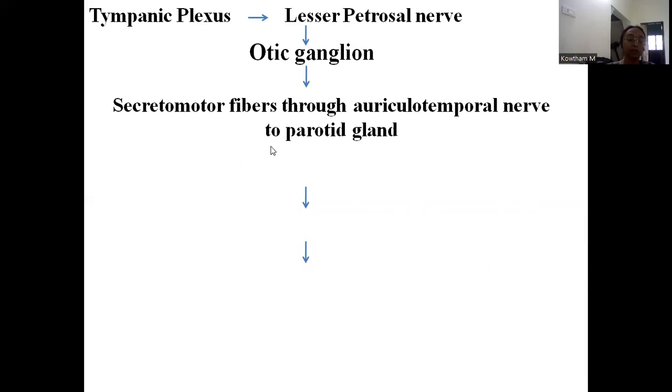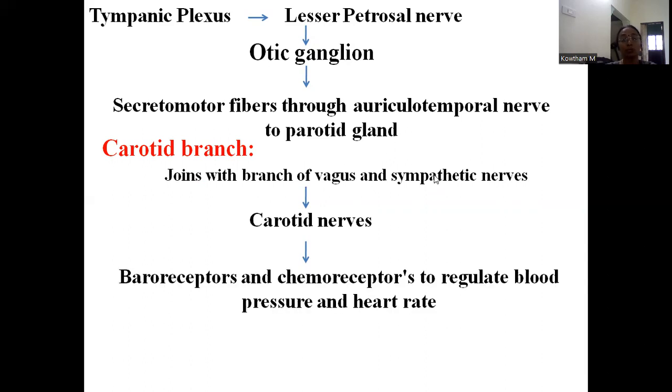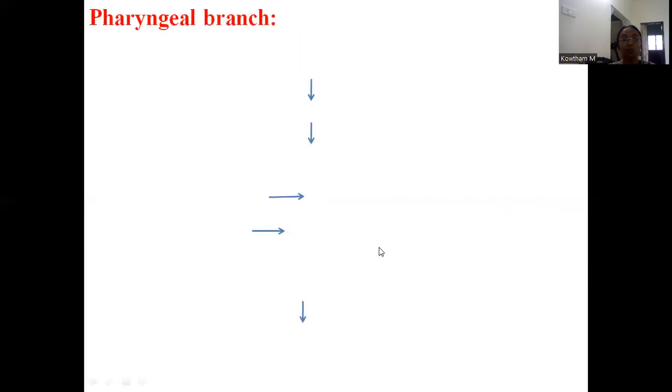What are the other branches given by the glossopharyngeal nerve? The next branch is the carotid branch. This carotid branch, given in the carotid triangle, joins with branches of the vagus and sympathetic nerve. They form the carotid nerves. They go and supply the carotid sinus and carotid body. So that's how it regulates. It acts as a baroreceptor and chemoreceptor to regulate the pressure and heart rate. So now you have seen the carotid branch.